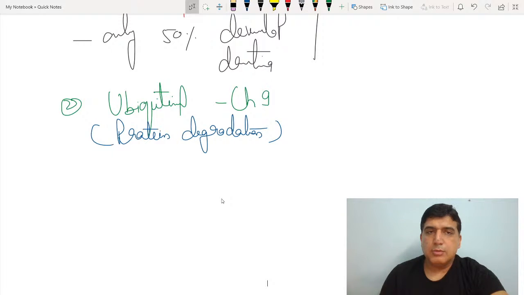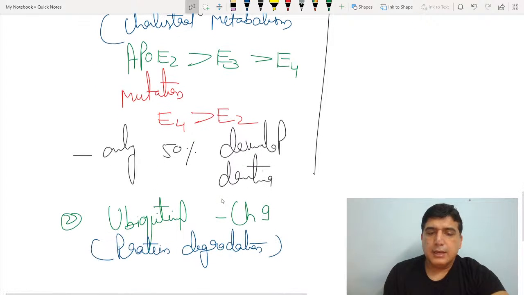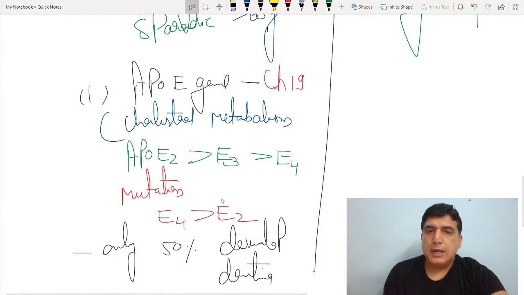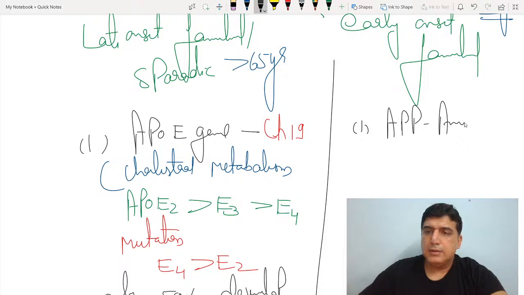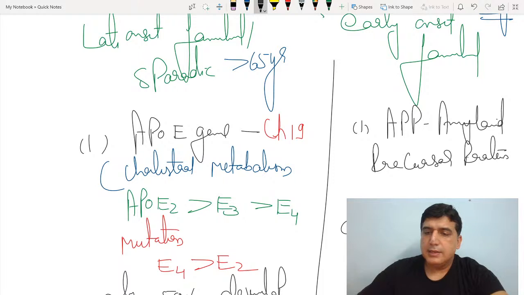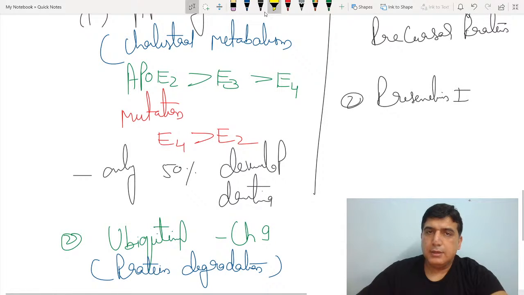So ubiquitin, chromosome 9, and APOE gene, chromosome 19, are associated with late onset familial dementia. Early onset familial dementia, they are APP, amyloid precursor protein, presenilin 1 and presenilin 2.